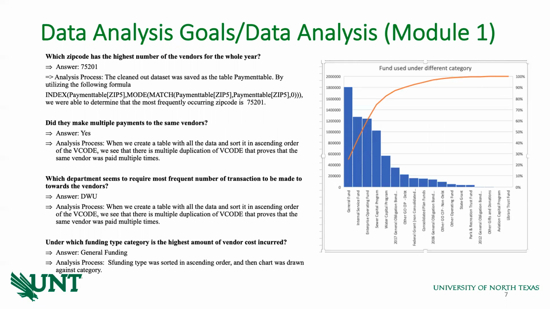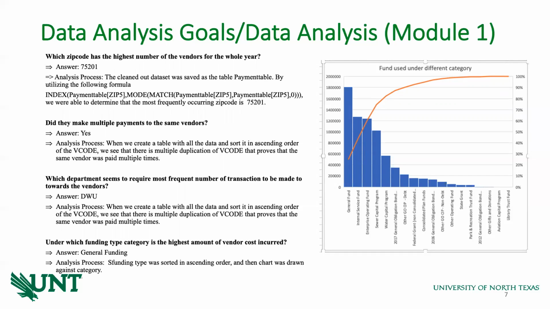And let's look at some of the questions that I came up with and how I solved those. So one data analysis goal was to figure out which zip code had the highest number of vendors for the whole year. The answer was 75201, and I have noted down the formula that I used over there.